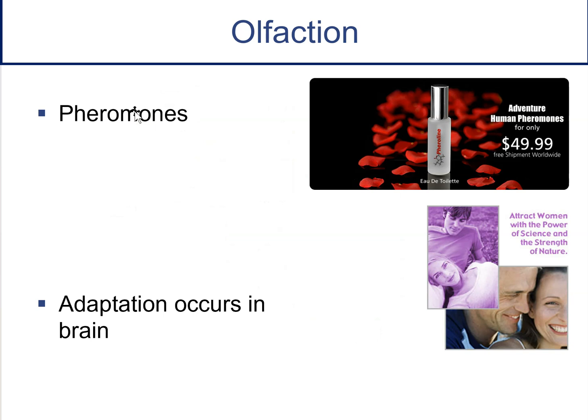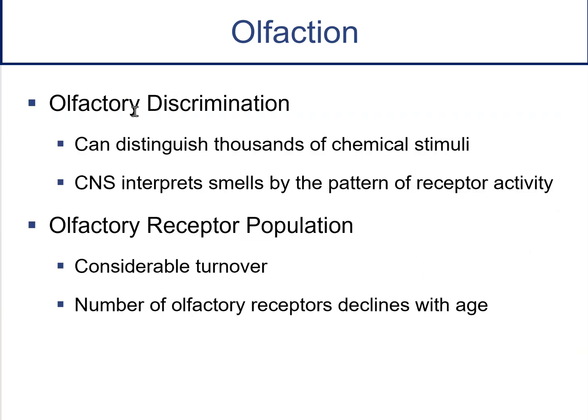As far as olfactory discrimination, we can tell between a whole bunch of different scents. They say that there's about 50 primary smells, which is surprising to me, but we can actually differentiate many, many different types of smells. But as we get older, our sense of smell decreases.